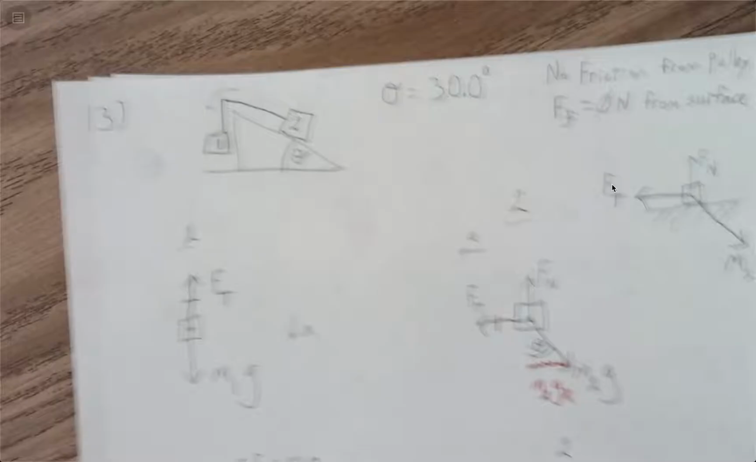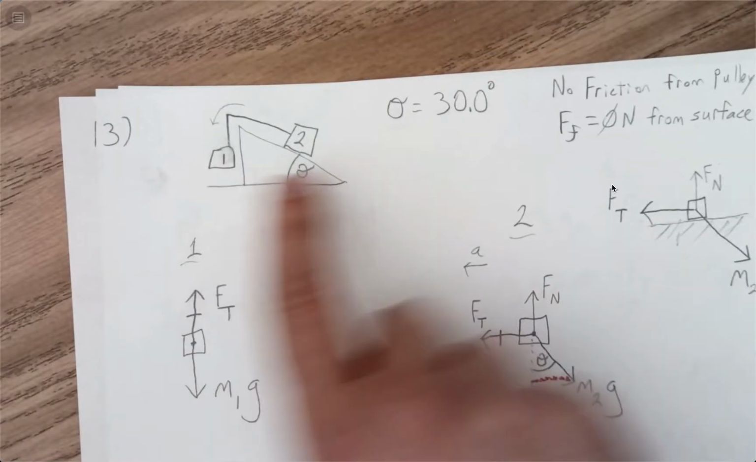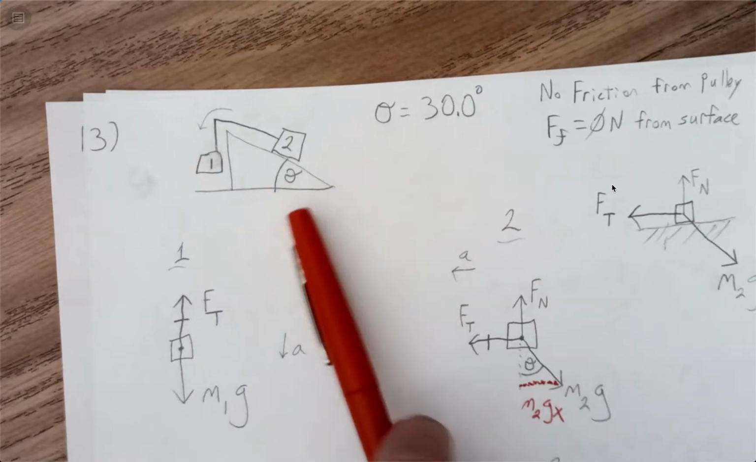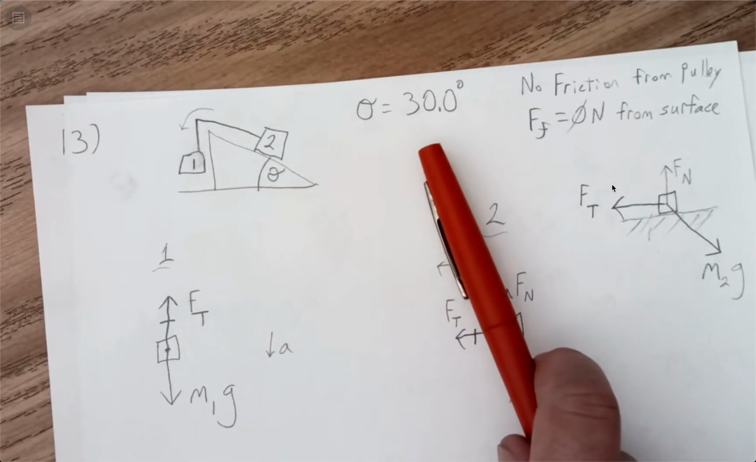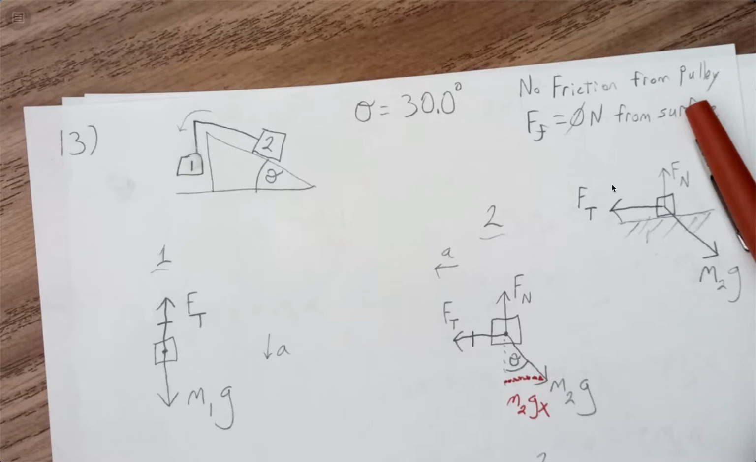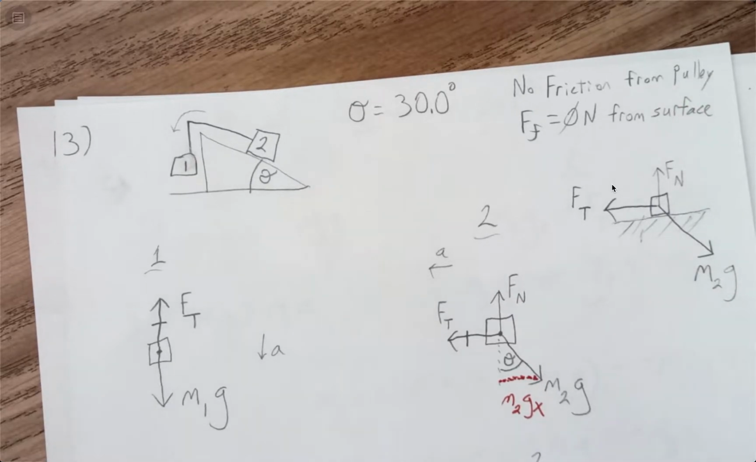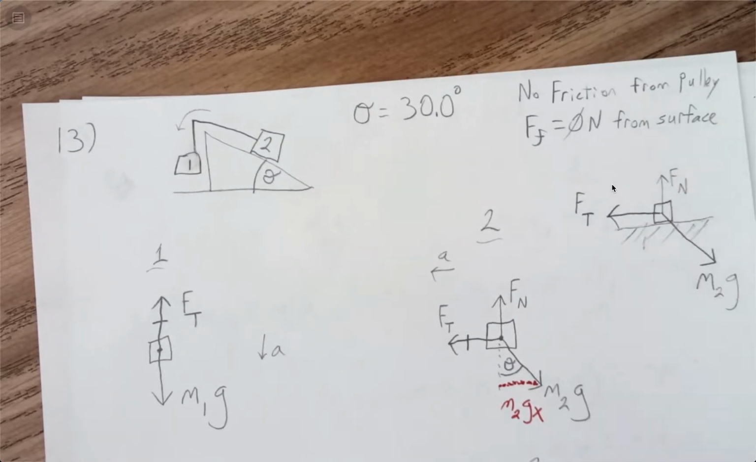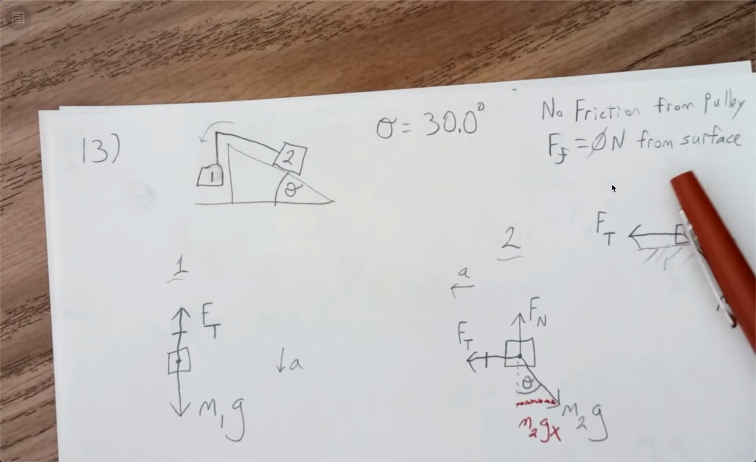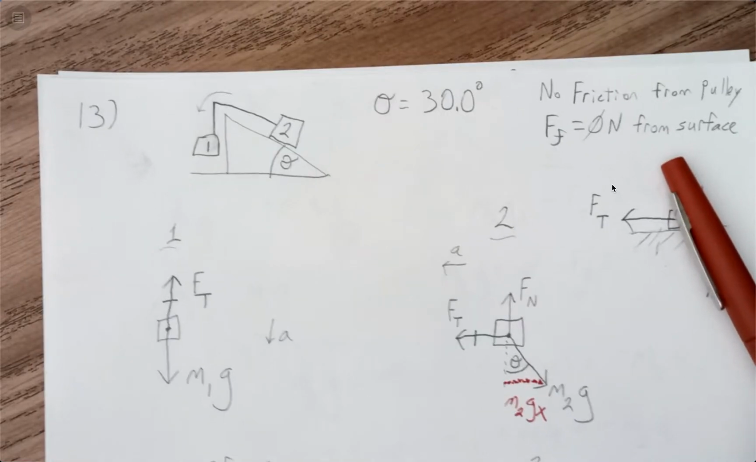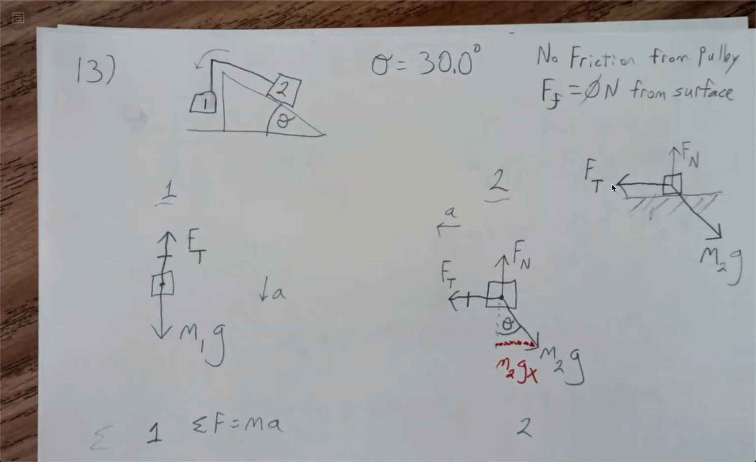So I tried drawing up my system as well, where I have a mass 1, mass 2, and my angle theta. That theta is going to be at 30.0 degrees. It said there's no friction from the pulley, and there's also no inertia that the pulley is going to affect on the system. The force due to friction from the surface is going to be 0 newtons. So that friction is relatively negligible, as it says.